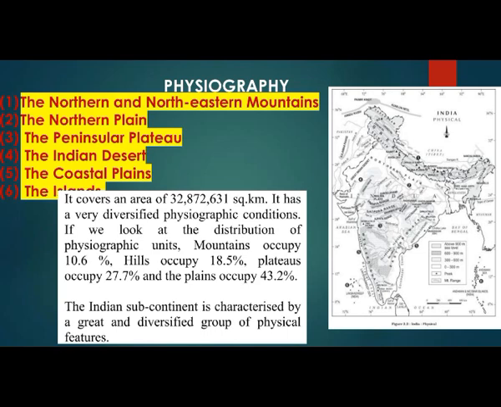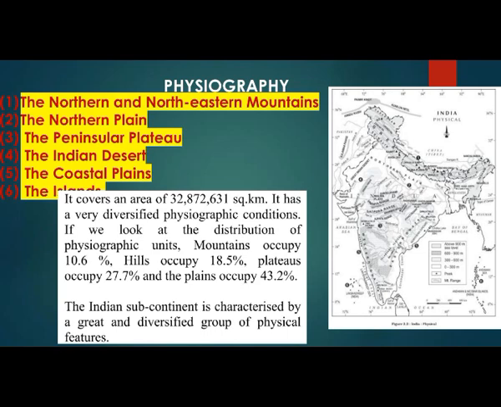It covers an area of 32,872,631 square kilometers. It has diversified physiographic conditions. If we look at the distribution of the physiographic units, mountains occupy 10.6%, hills occupy 18%, plateaus occupy 27.7%, and the plains occupy 43.2%.